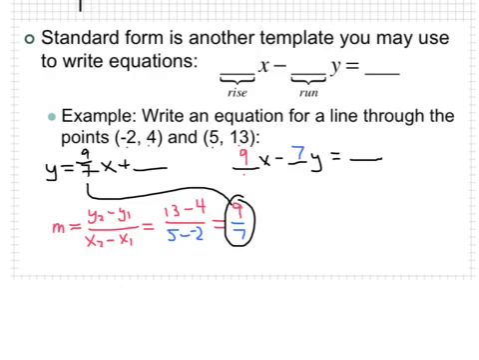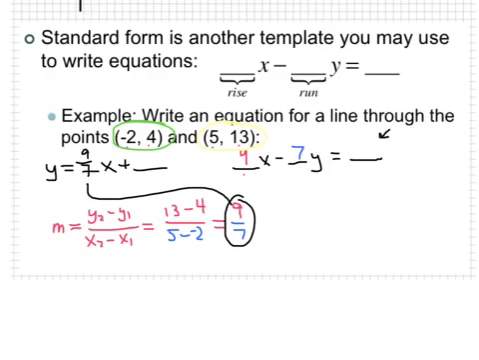And that'd be kind of an ugly problem to work through, eventually finding the b value, because fractions, not so fun. But standard form doesn't have any fractions, and so it's much easier. To figure out the third part of standard form, I need to plug in a point. And I actually have two options. I could plug in this point, negative 2, 4, or I could plug in 5, 13. The green point or the yellow point, doesn't matter. Truth is, you'll get the exact same number out both times.